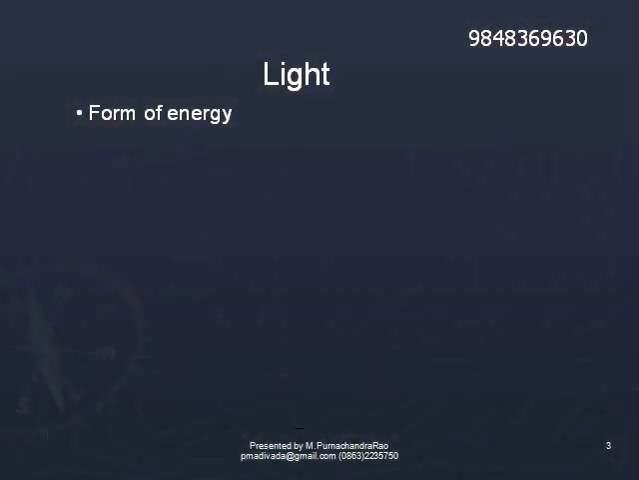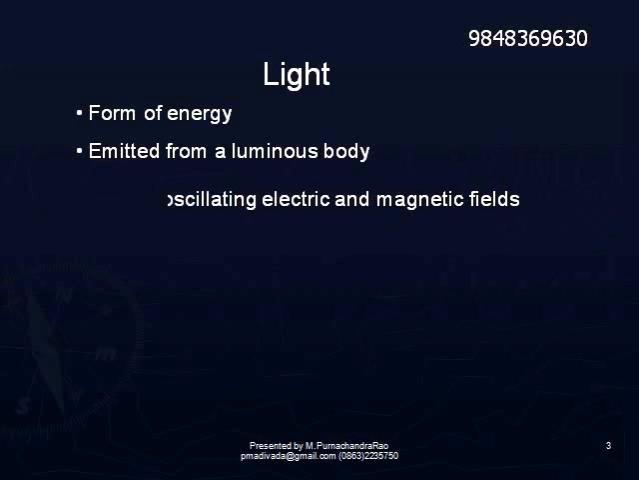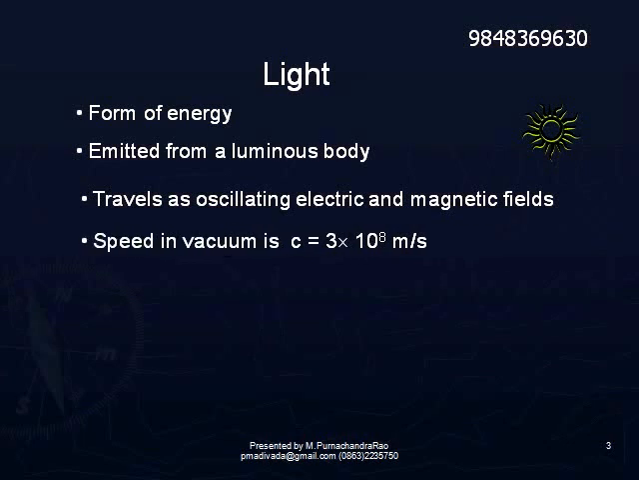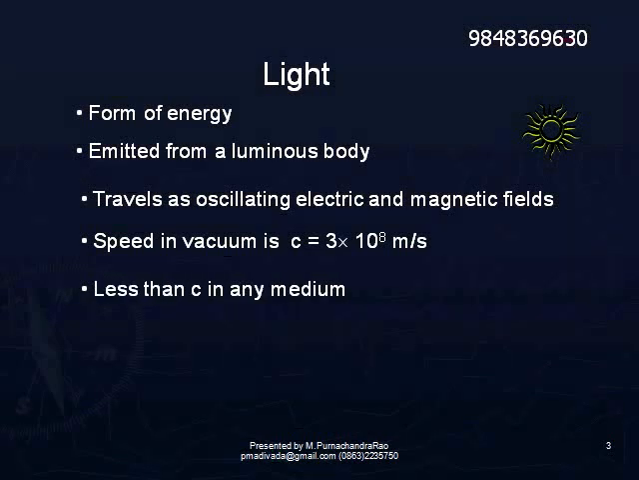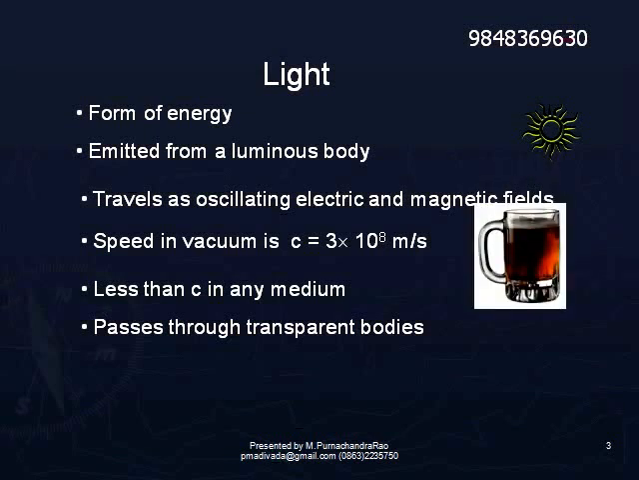Light is a form of energy, and it will be emitted by a luminous body like the sun. It travels as oscillating electric and magnetic fields. The speed of these fields in vacuum is 3 x 10^8 meters per second, and in any medium, the speed is less than this.